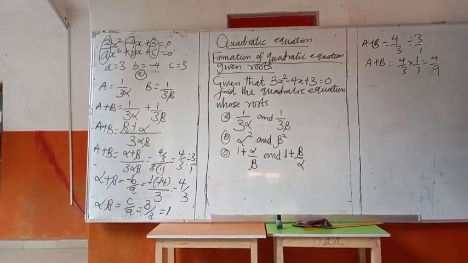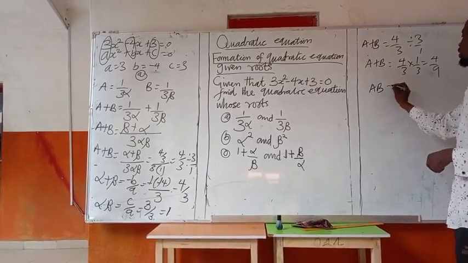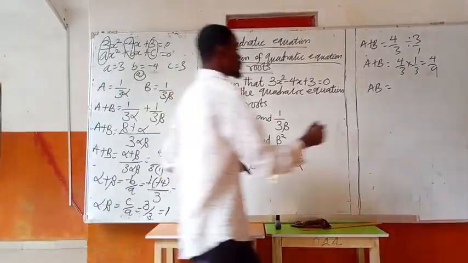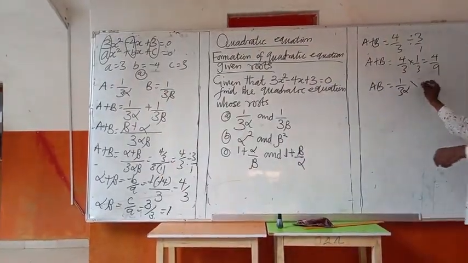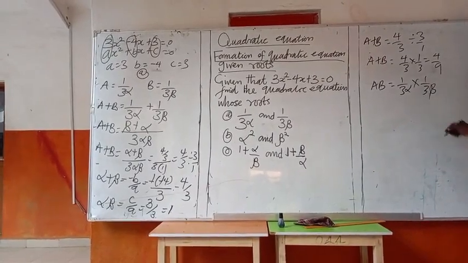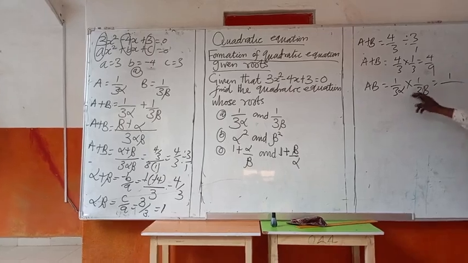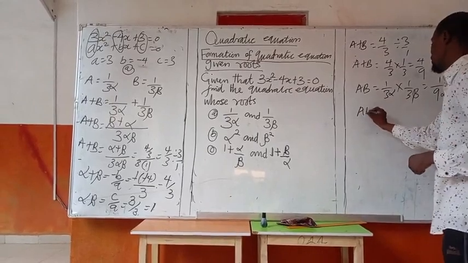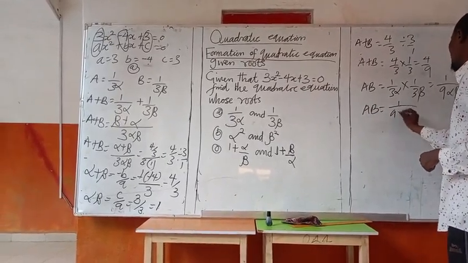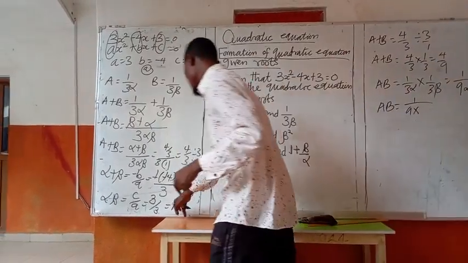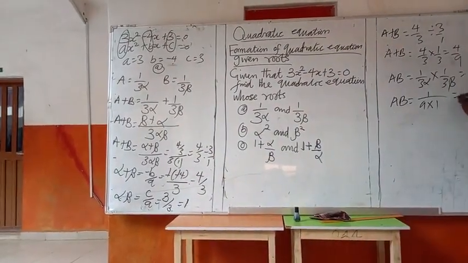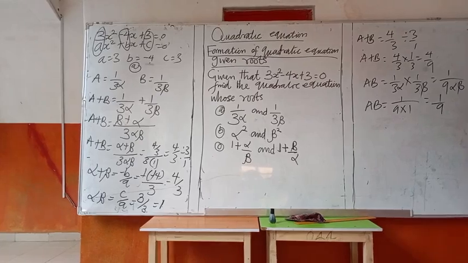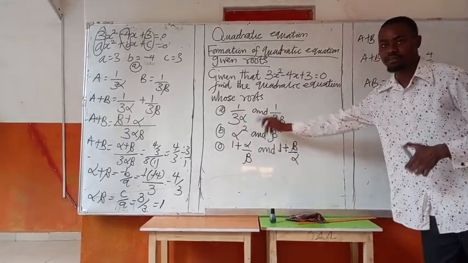This is it. Then remember I need AB. What is my A? A is 1 over 3 alpha and B is equal to 1 over 3 beta. That is 1 over 3 alpha times 1 over 3 beta, equal to 1 over 3 times 3, which is 9 alpha beta. So AB is equal to 1 over 9 times alpha beta. Alpha beta is 1, so 1 over 9 times 1. I now have my AB and A plus B. Therefore, I can find the quadratic equation for these given roots.